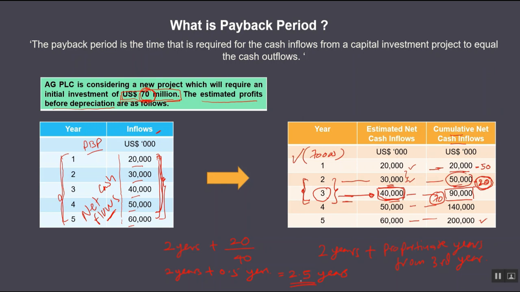Now, instead of taking 0.5, if you want to present this in number of months, what you can do is take 2 years plus simply multiply this 0.5 by 12. That will give you 2 years plus 6 months. So precisely, the 70 million investment will be recovered after 2 years and 6 months. So with that I will conclude the session.